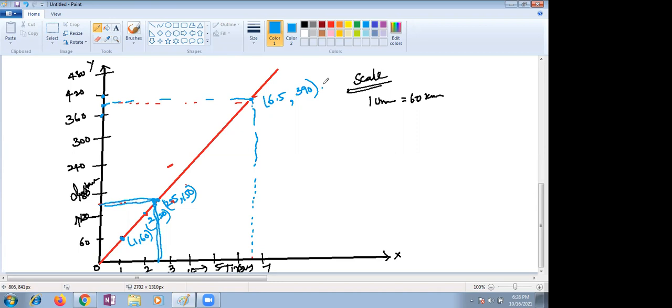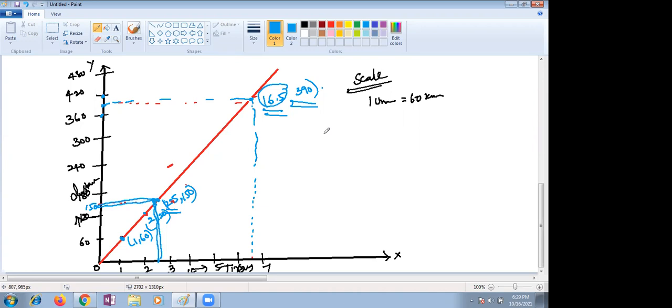The time taken to cover a distance of 150 kilometers is how much time? 2.5 hours. Yes or no, children? Yes, ma'am, 2.5 hours. The time to cover 150 kilometers is 2.5 hours. In the same way, what you have to conclude here: the distance covered in 6.5 hours. 6.5 hours, what is the distance covered? 390 kilometers. Like that, you can draw your graph, and according to your questions, you can answer the questions too. Next question.